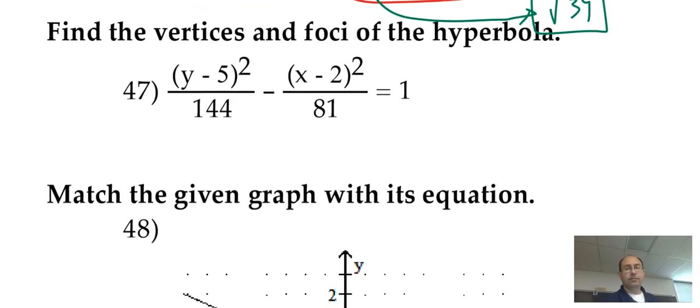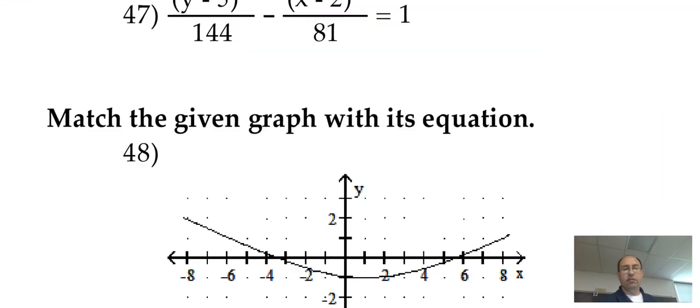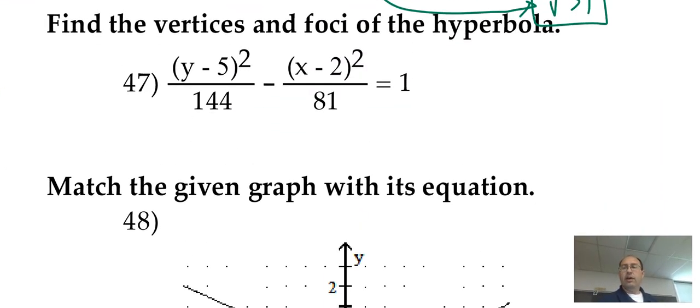Okay, 47. Find the vertices. I think we did everything on that last. Yep, find an eccentricity. Find the vertices and the foci of the hyperbola.